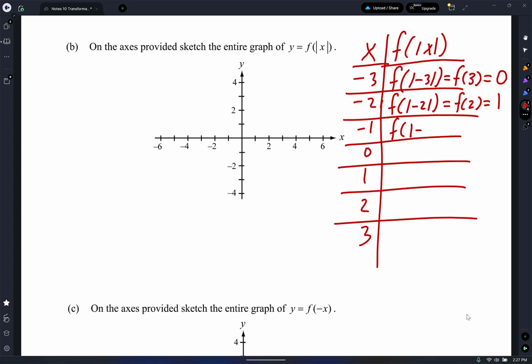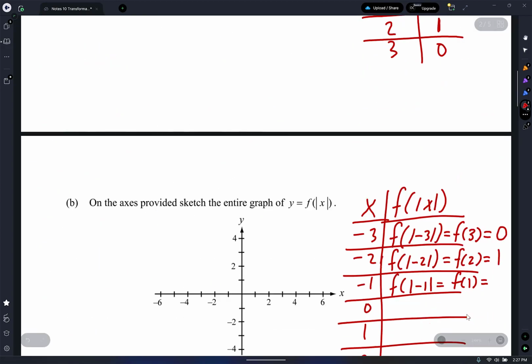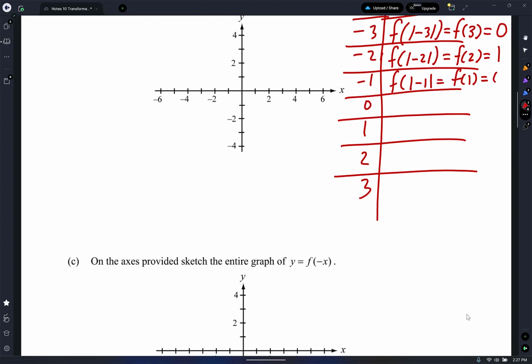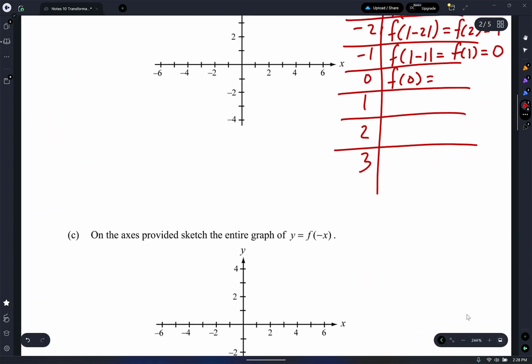F, absolute value of negative 1 equals f of 1. And what was f of 1? Was it 0? I can't remember. F of 1, 0. Yep. You guys were right. Say it loud and proud. 0. And then this is just 0. Absolute value of 0 is just itself. F of 0 is just, what was it? Was it negative 1? F of 0, negative 1.